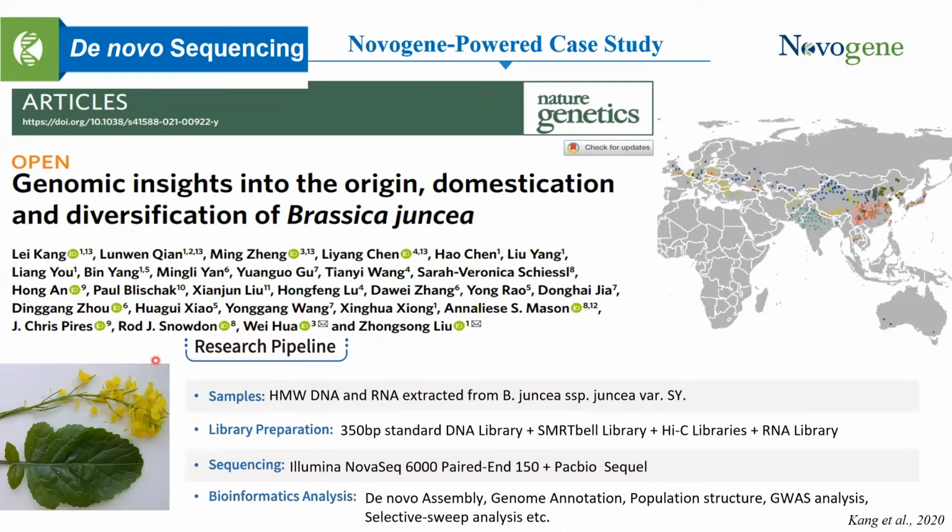So here is a summary of the research pipeline. In the assembling, they extracted the DNA and RNA samples from the species of interest. After that, they constructed a 350 base pair standard DNA library, a mate-pair library, a Hi-C library, and RNA libraries for sequencing on Illumina NovaSeq 6000 PE150 and PacBio sequencing, a hybrid sequencing strategy.